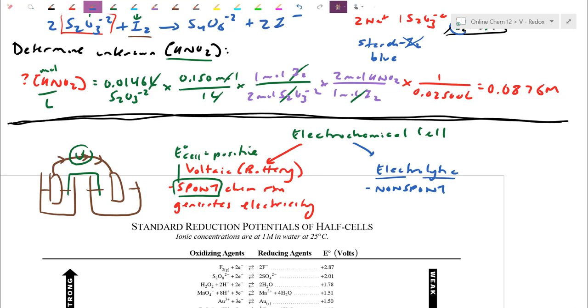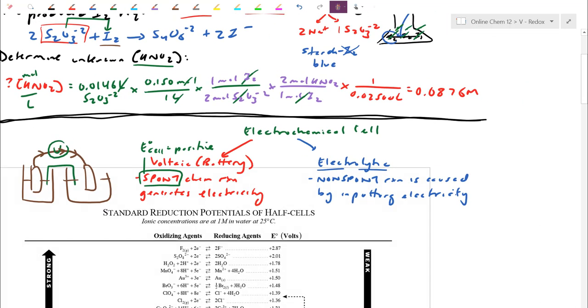Let's say my battery is a dead battery. I want to force my reaction to go the opposite way. I want to replenish some of those reagents so that my battery can run again. So what I'm going to do here is take a non-spontaneous reaction. A non-spontaneous reaction is caused, I'm focusing on the chemistry here, by inputting electricity. So this one will need an external power supply. Because the reaction is non-spontaneous, yes, we're still going to calculate E cell, the total of the reduction potential and the oxidation potential, but we're going to have a negative E cell.